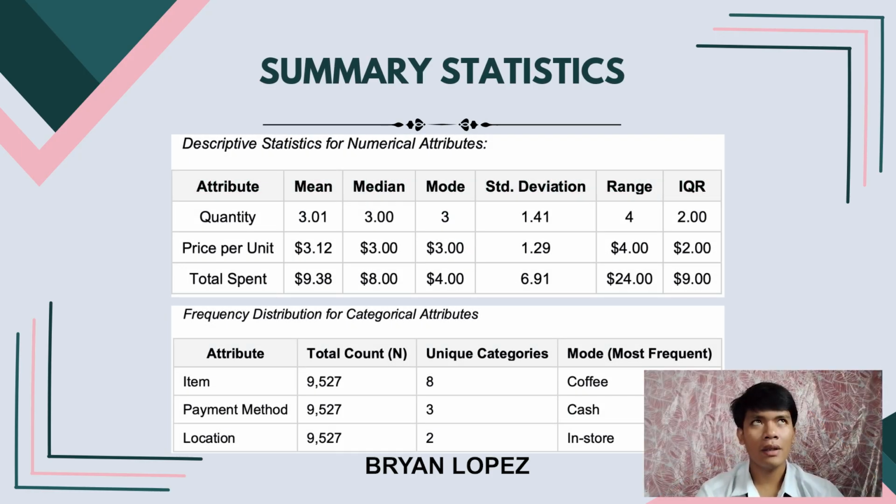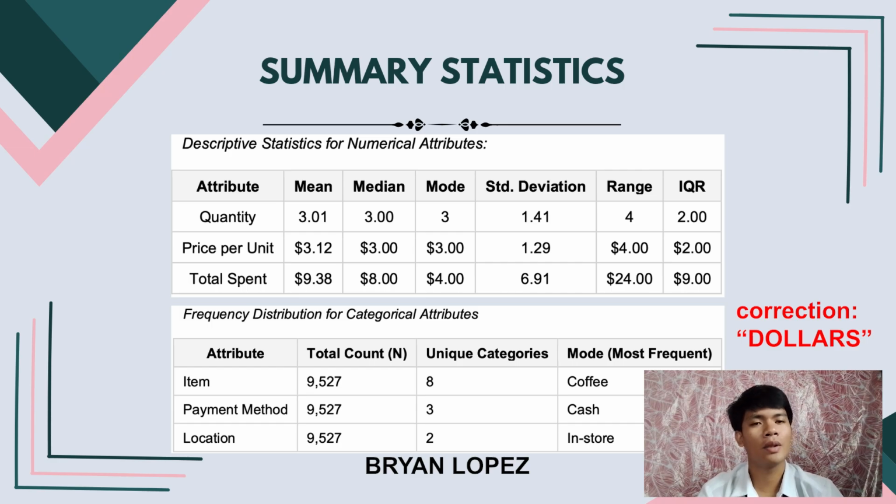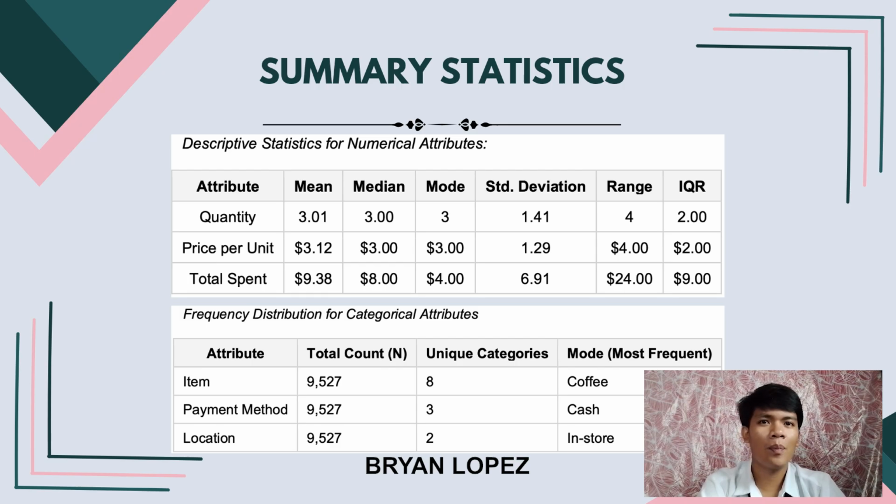Makikita sa summary statistics na karaniwang 3 items ang binibili ng mga customers at nasa 9 peso average ang nagagastos nila. Makikita rin na coffee ang pinakamadalas nilang ino-order at cash ang madalas nilang paraan sa pagbabayad at maraming transaksyon ang ginagawa nila in-store.